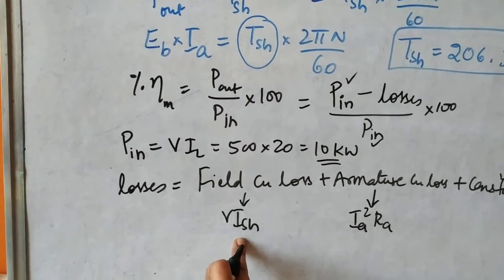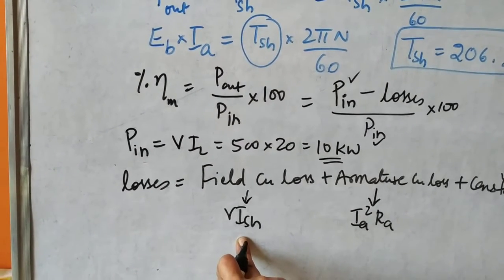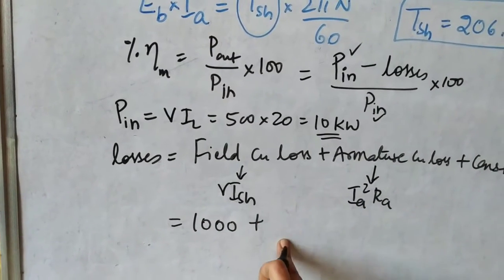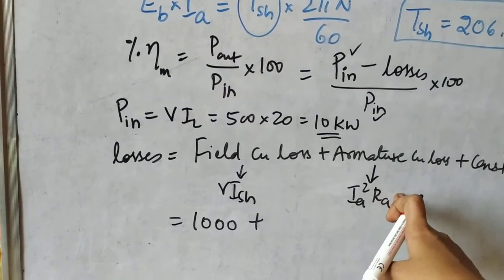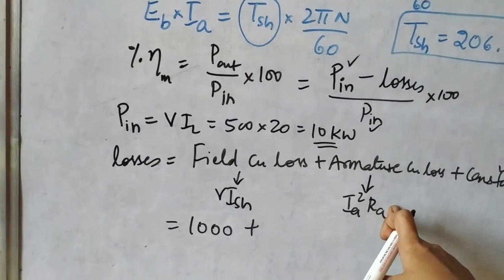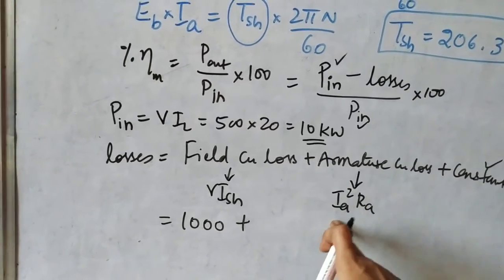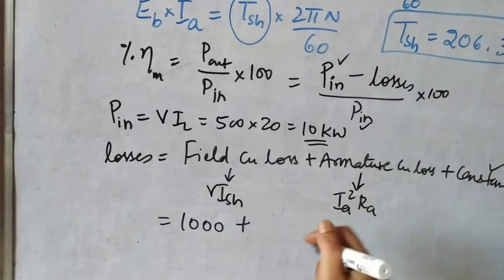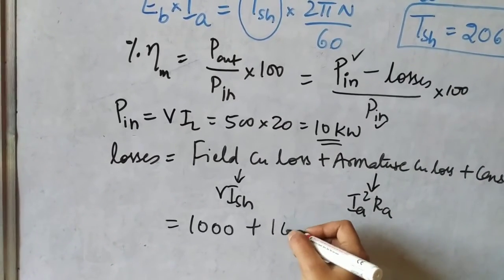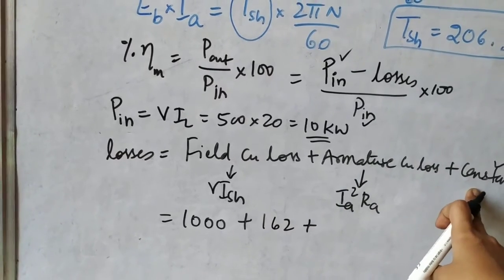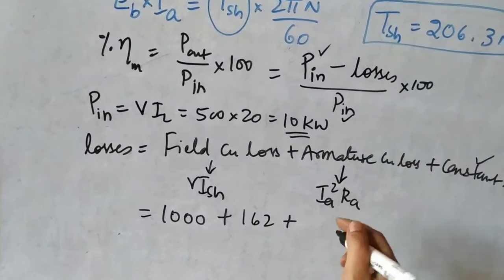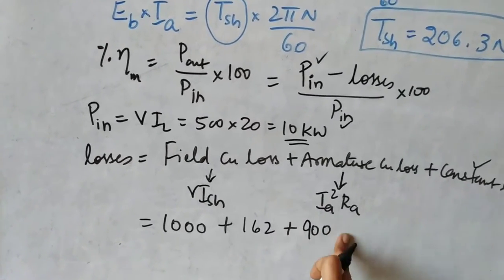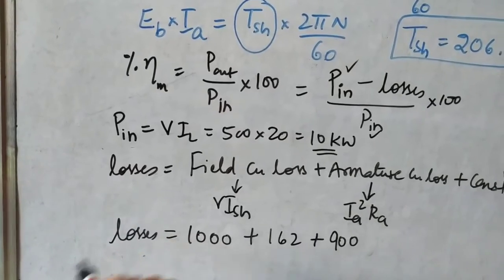This V into I SH results in 1000 watts. Check that this results in 1000 watts, plus I A square into R A. The armature current we got is 18 ampere, so 18 square into R A value, 0.5. When you multiply that, you will get around 162, plus the constant loss. Constant loss they have given as 900. Sum up all this, and this will be the total losses.